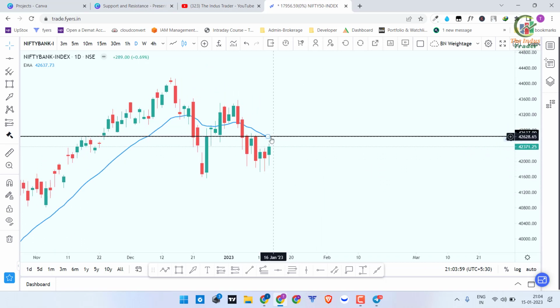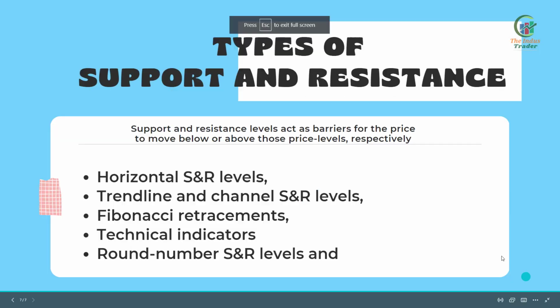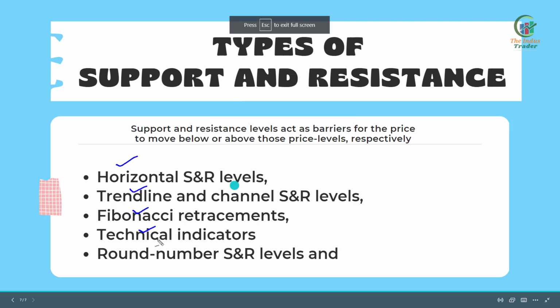So I'm expecting above this I will turn bullish. These are some things we usually take. I hope I covered almost everything here. We have covered horizontal support and resistance, trend line, Fibonacci, technical indicators, round numbers.